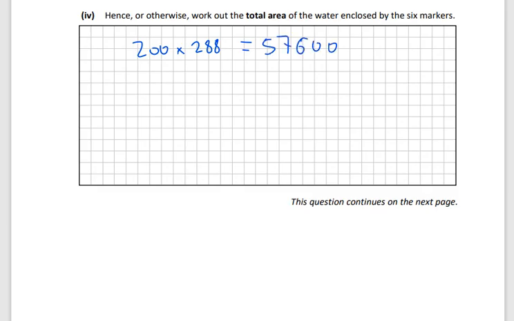And then we've got the areas of the two triangles. Well, we've got the area of one of the triangles, but we know the other one has to be the same thing. So if I just do 2 times 14095, that gives us 28190. And then we just add the two of them together. And we should get 85790 in the end.